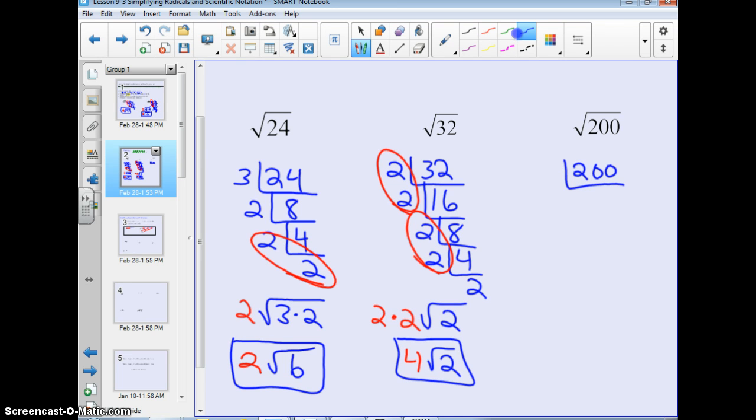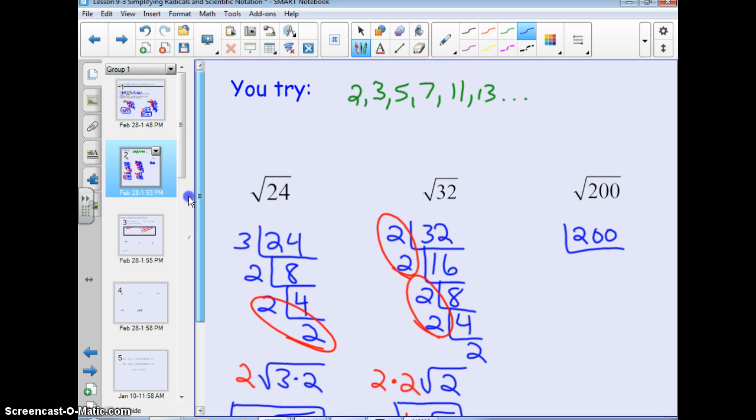Okay? We could divide 200 by 2 and keep going from there, but I know that 200 is also divisible by 5, so I'm going to start with that one so we have fewer steps. So 200 divided by 5 would give us 40. And 40 can be divided by 5 again. That would give me 8. 8 can be divided by 2, which is 4. And 4 can be divided by 2, which is 2. And we'll stop there because it's a prime number.